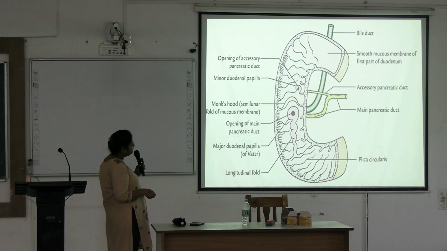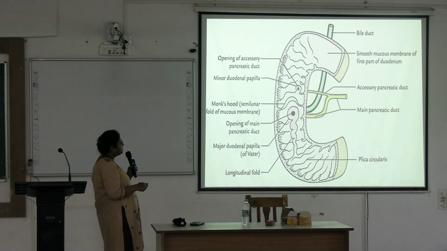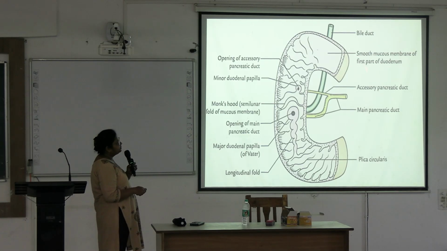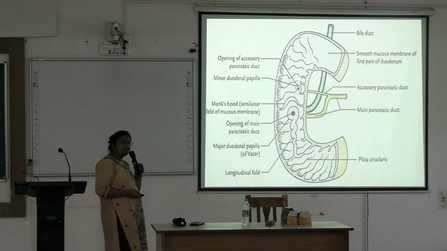The circular folds are known as plicae circulares, and you can see in the major duodenal papilla the bile duct and main pancreatic duct are opening, and in the minor duodenal papilla, the accessory pancreatic duct is opening. And in the first part, there is no circular fold. Its mucous membrane is smooth in the first part of the duodenum. Okay.